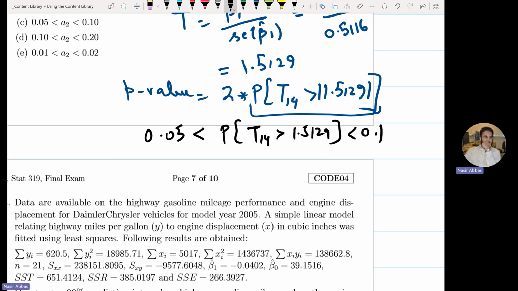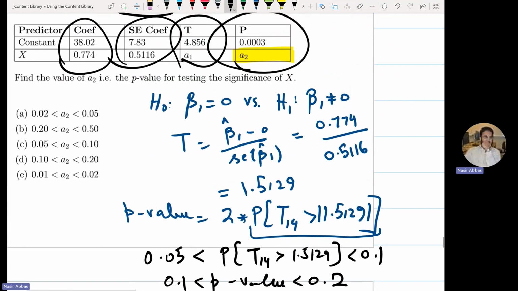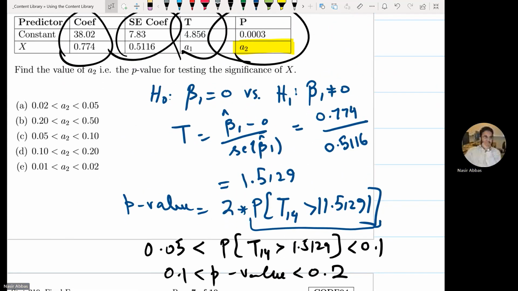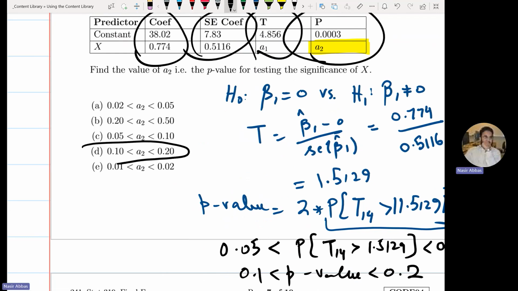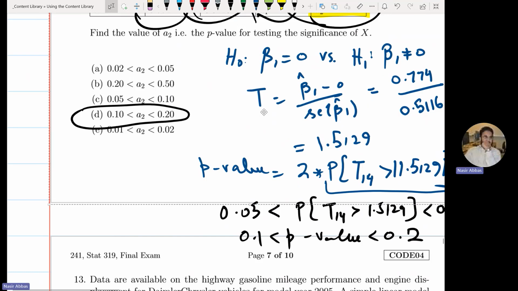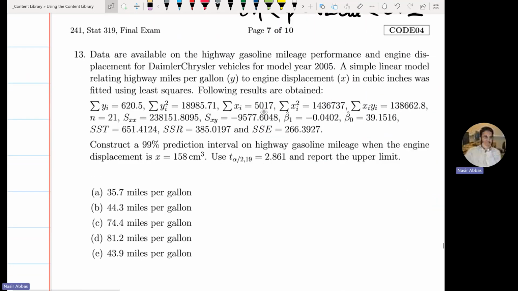So the table says this is between 0.05 and 0.1, but the p-value will be between 0.1 and 0.2, which corresponds to option D. Clear? Clear. Let's move on to question number 13.